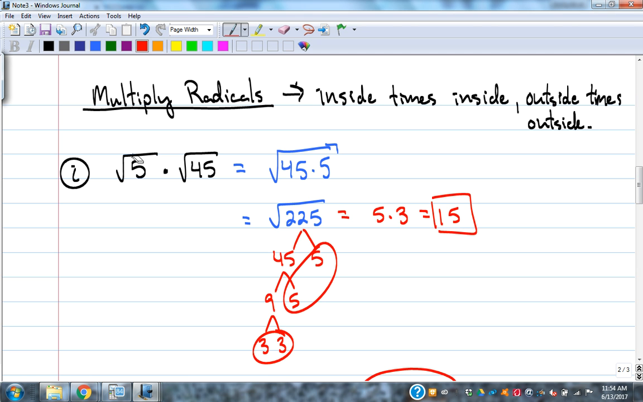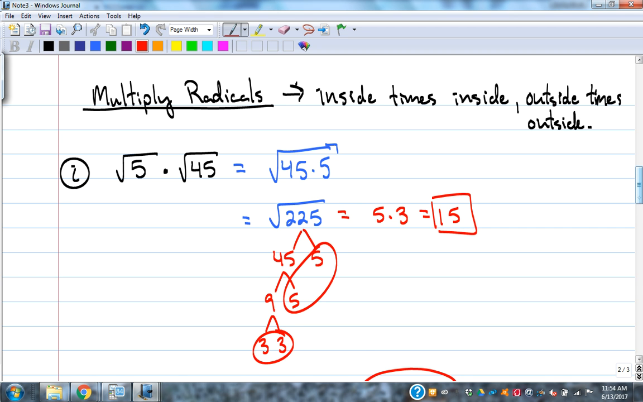Okay, so here we have the square root of 5 times the square root of 45. So we're going to multiply those two numbers together, 5 times 45. That's what I'm showing here in this first step. 45 times 5 is 225. And then we're going to break that number down and simplify the radical.